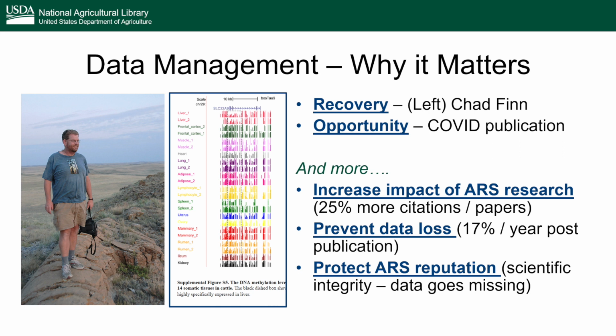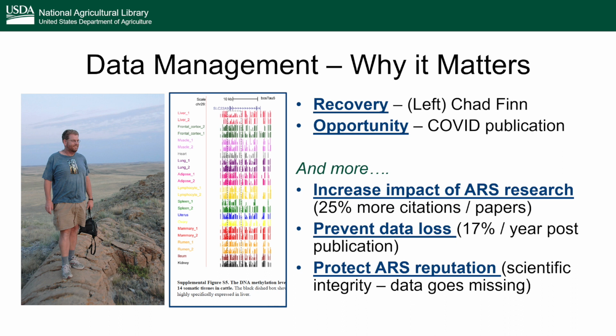Just want to bring home a couple of additional points from this slide about some issues that we talk a lot about in ARS. First of all, the importance of being able to increase the impact of our research. There are studies that illustrate how publicly accessible data increase the citation on average 25% for publications that have data associated with them.